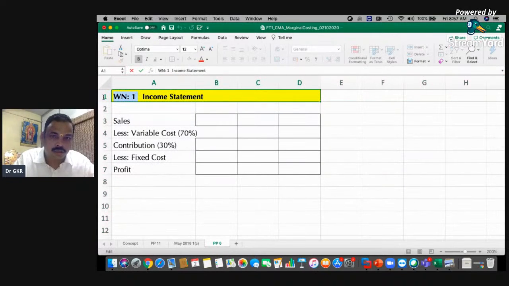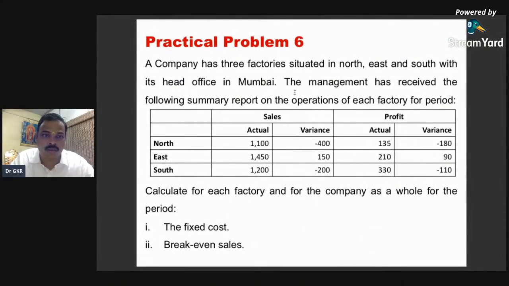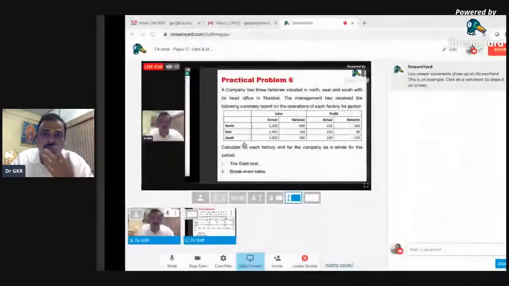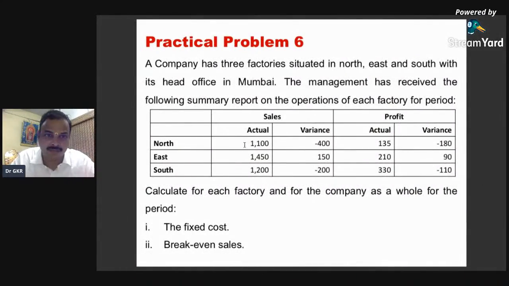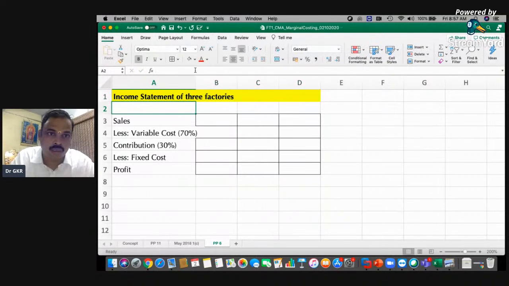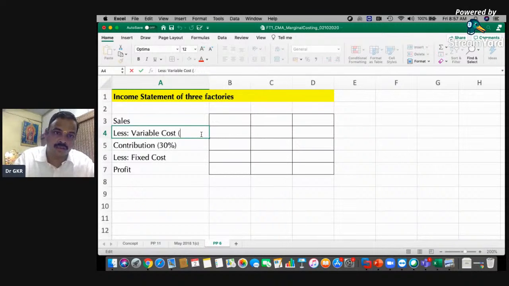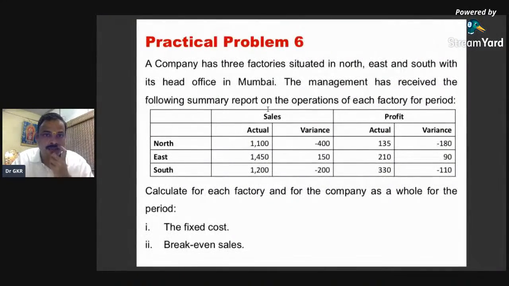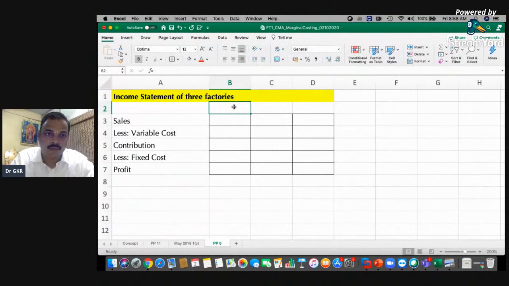The only thing is, things are going to change with respect to, so this is the income statement. What is this income statement of? I'll call this the practical. I don't know the name of the company. The company has 3 factories, so this is the income statement of 3 factories. Variable cost, we don't know, guys. So what are the factories? North, east, south.